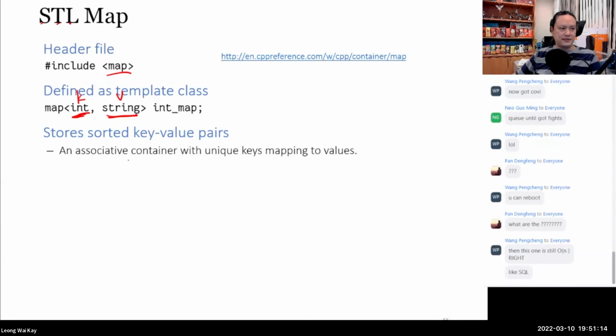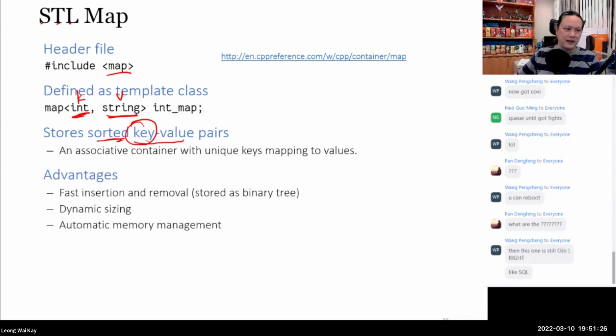What happens is that basically it stores some key-value pairs in some sorted way. So the key minimally has to have some kind of ordering. Internally they use some binary tree to store the data, for fast insertion and removal and so on. How it works, we don't go into that, as I said. So the advantage is it's very fast. We treat it as O(1) insertion, O(1) removal. Again, dynamic sizing and automatic memory management in this map.